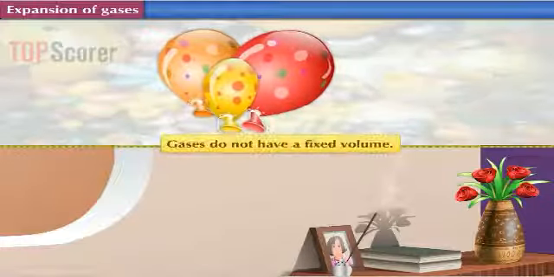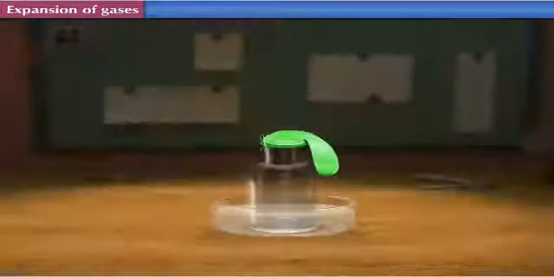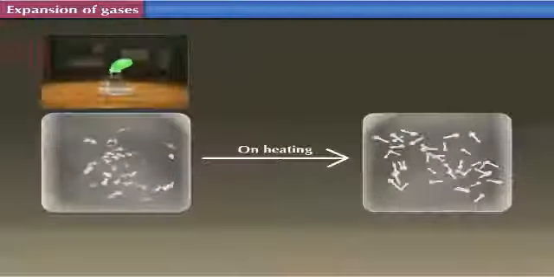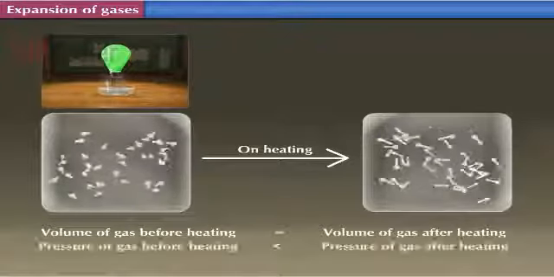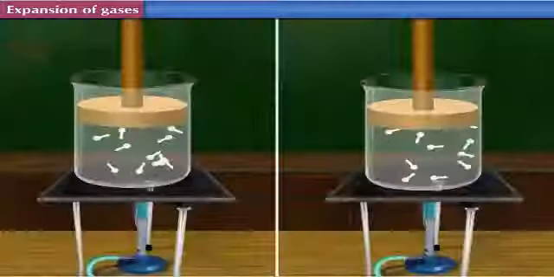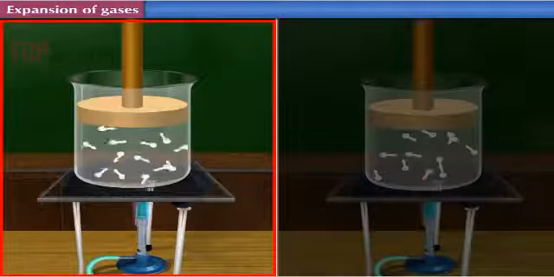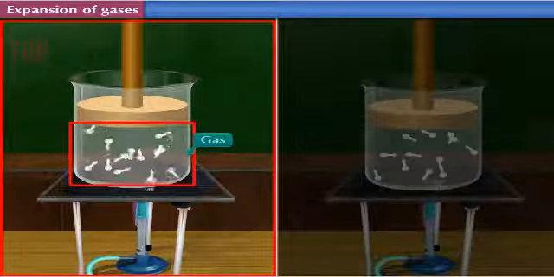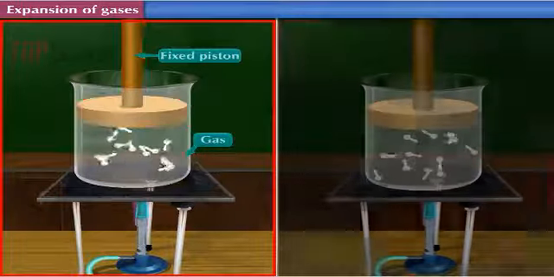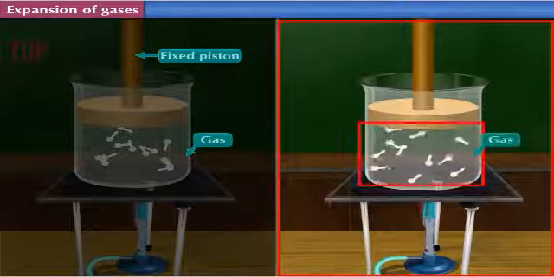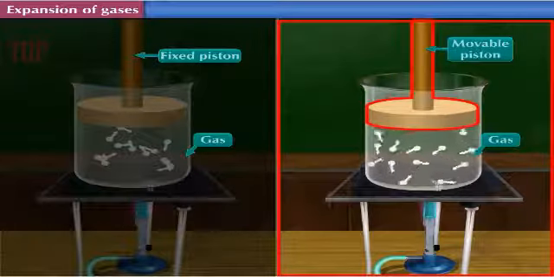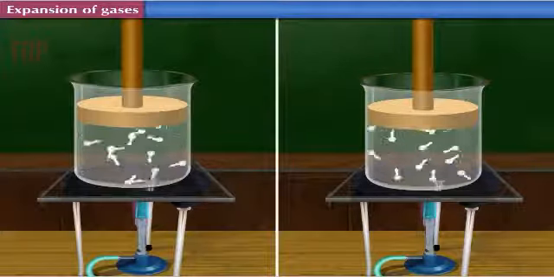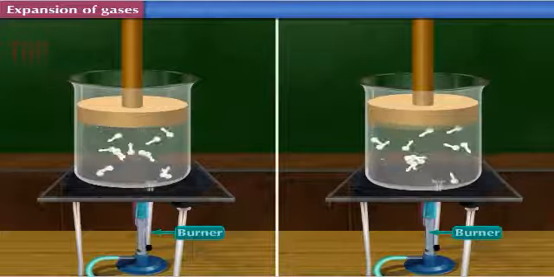Expansion of gases. Unlike liquids, gases do not even have a fixed volume. A gas expands on heating, but if the gas is kept in a closed box, its volume cannot increase, but its pressure increases. Here, two setups are shown. In the first setup, gas is kept in a closed bottle with a fixed piston, while in the second setup, gas is kept in a bottle which is not closed but has a movable piston attached to its open end. The gas in both the bottles is heated using the burner.